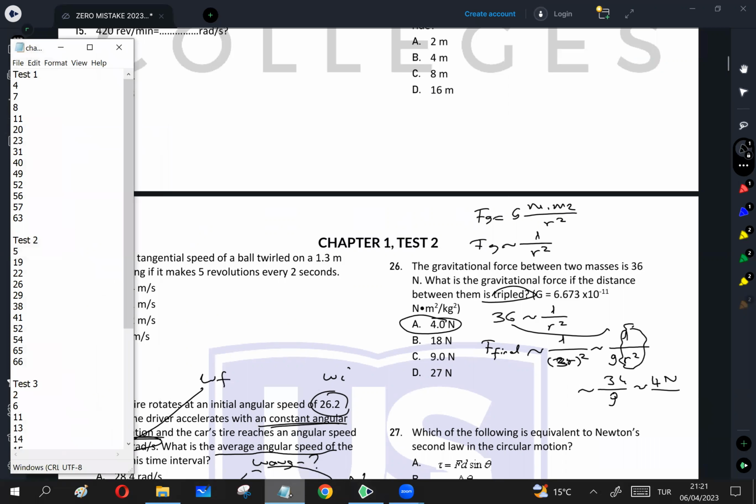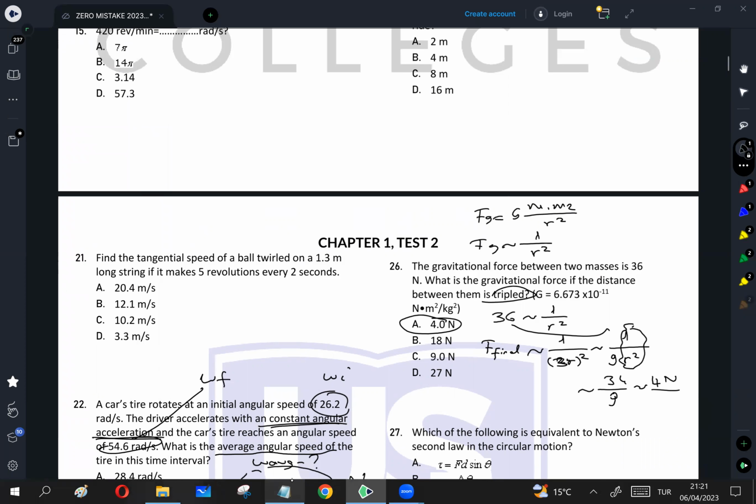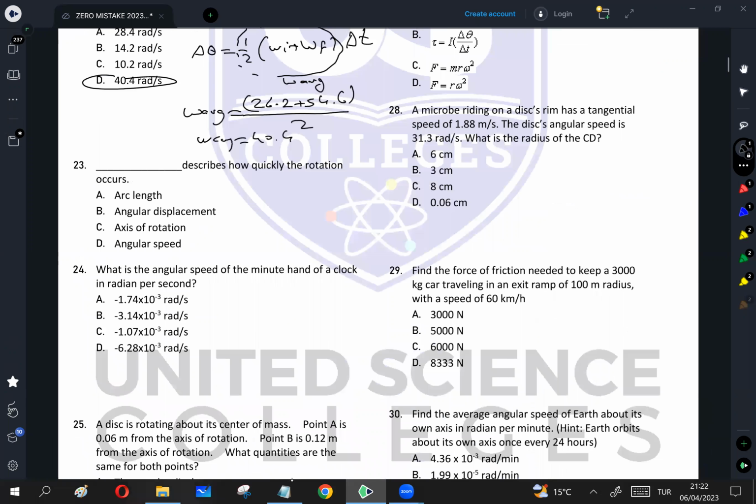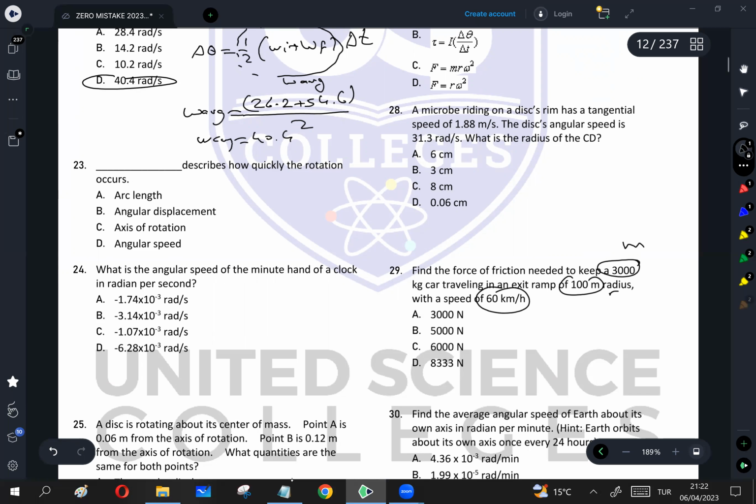After 26, we do 29 and 38. 29. Find the force of friction needed to keep a 3,000 kilogram car traveling on an exit ramp of 100 meter radius with a speed of 60 kilometers per hour. This is mass. This is radius. This is v t. Find the force of friction.